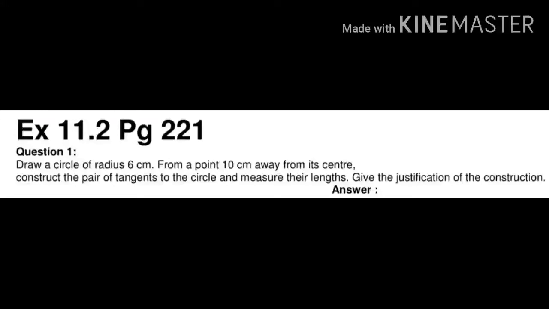Draw a circle of radius 6 cm from a point 10 cm away from its center. Construct the pair of tangents to the circle and measure their length. Give the justification of the construction.